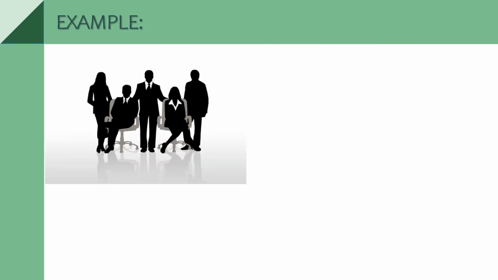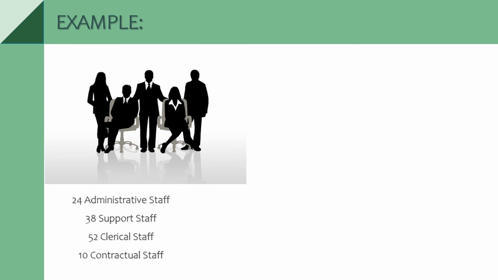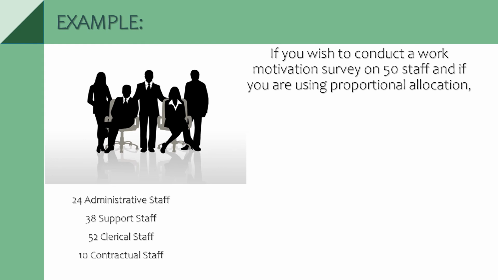Okay, para maintindihan, ganito yon. Okay, another company having 24 administrative staff, 38 support staff, 52 clerical staff, and then 10 contractual staff. And if you wish to conduct a work motivation survey on 50 staff, and if you're using proportional allocation, this is the process. First, you're about to add each member of the staff to get the population size. Okay, so we have 24 plus 38 plus 52 plus 10, and that is equal to 124.